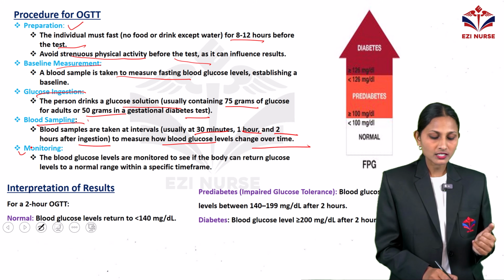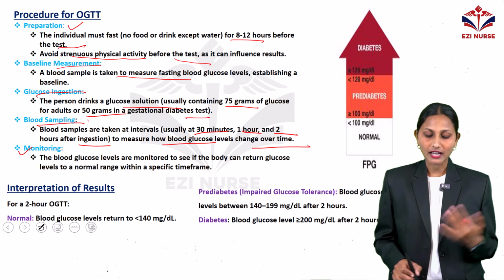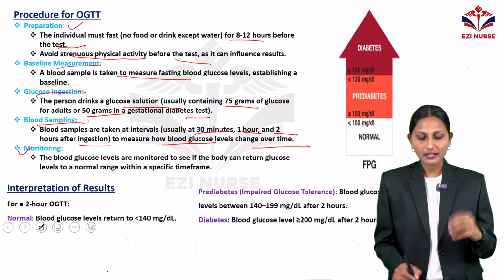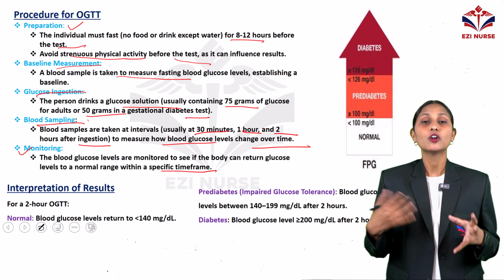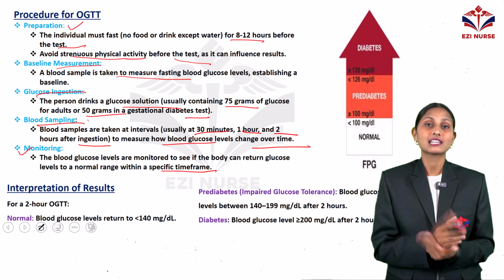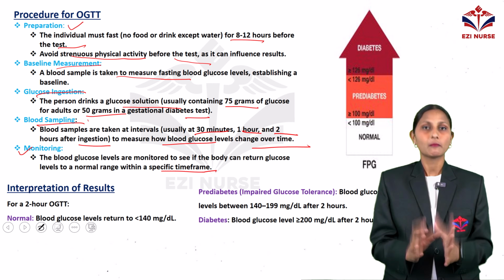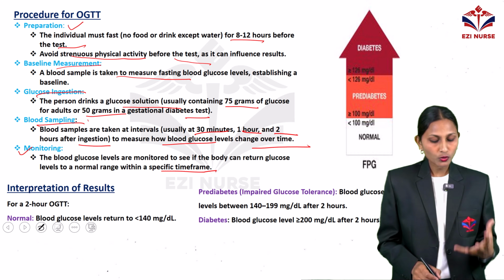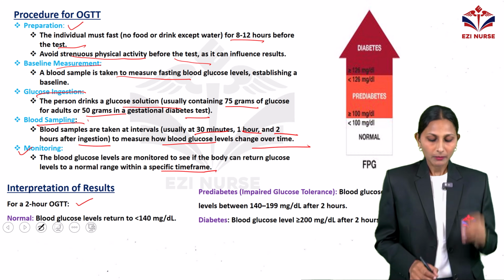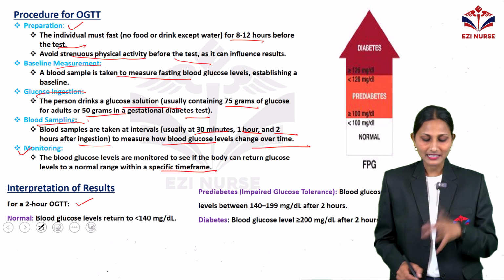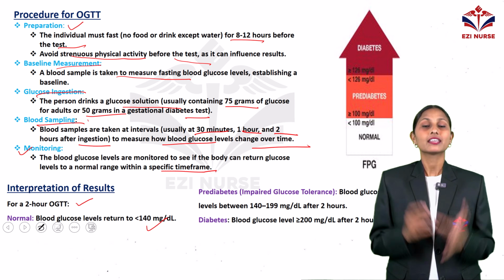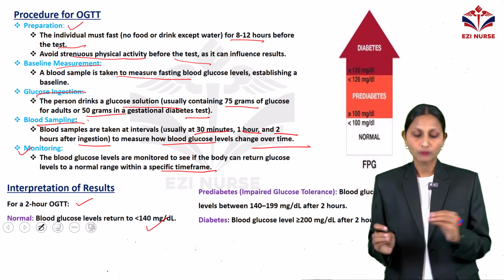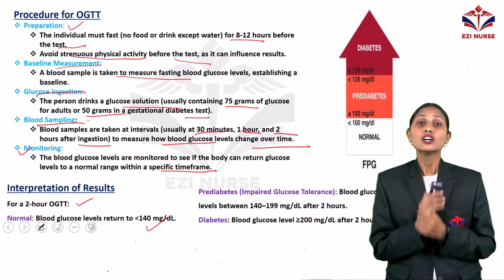Next is monitoring. The blood glucose levels are monitored to see if the body can return the glucose level to the normal range within a specific time frame. So we will observe whether the blood glucose level is coming back to normal or not. Now the interpretation of the result. For the 2 hour OGTT, blood glucose level returns to less than 140. So after 2 hours, if the patient's blood glucose level comes back to less than 140, we will consider it normal.